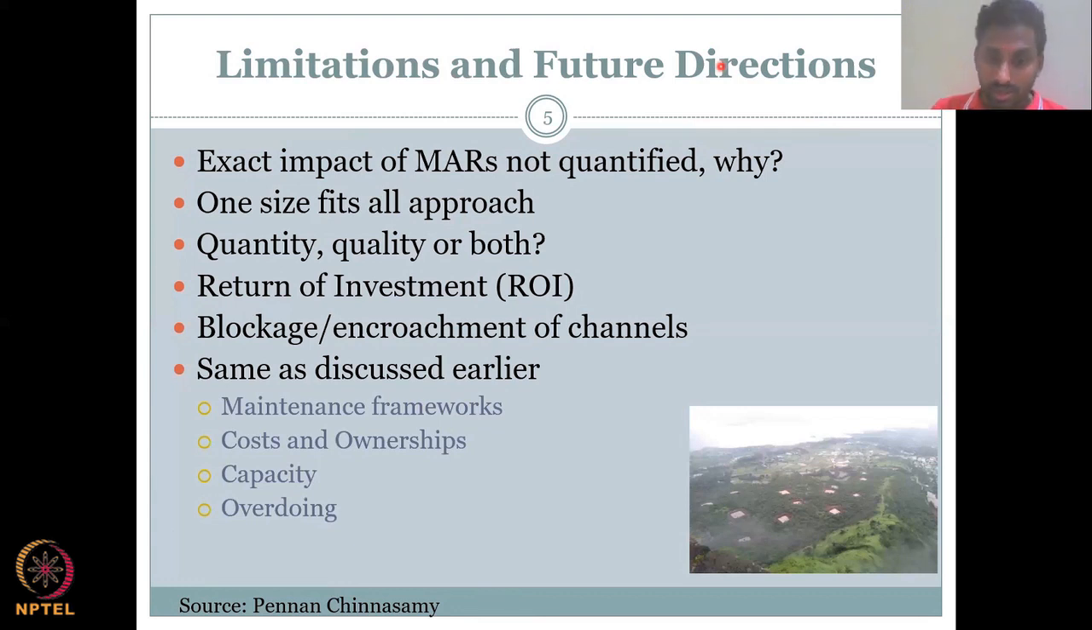So what can be done? Same as I discussed earlier in capacity building and other things, maintenance frameworks have to be worked upon. We have to discuss frameworks of maintenance. The cost and ownership has to be brought into account on day one when the project starts. Don't bring the ownership later. Let the stakeholders debate, and if they want it, they have to take part in it. Capacity is also more important. You need to train everyone regarding the use of new science and technologies for water resource management, and never overdo it. As I said, if it is okay in one location, it need not be okay in all locations.